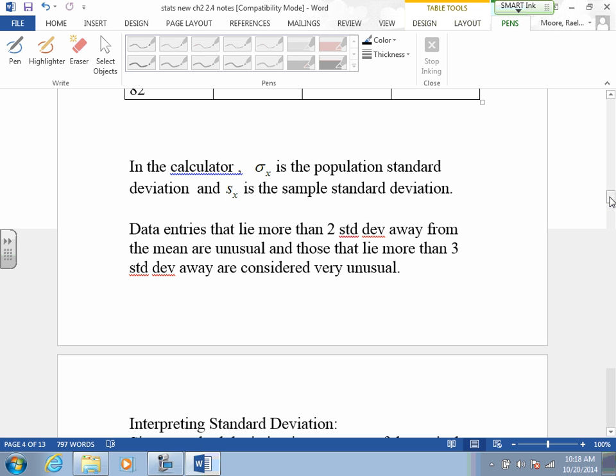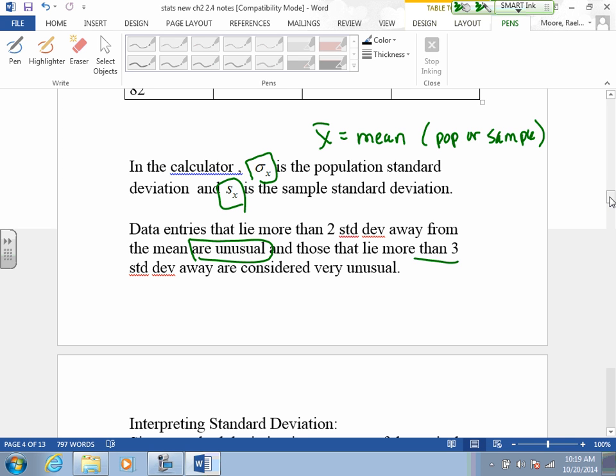I put this little information down here. This is important. This is from your calculator, and you might want to say here that this is always your mean, your population or your sample. And in statistics, we don't get too overly sophisticated, so we say any data entries that lie more than 2 standard deviations away from the mean is considered unusual. And those that are more than 3 standard deviations away are very unusual.